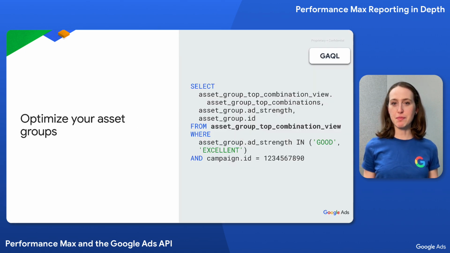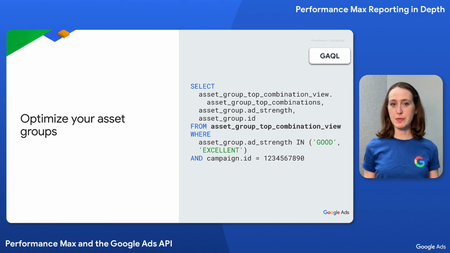You might also supplement this performance information with data from the Asset Group Top Combination view, which offers added transparency around which asset combinations in an asset group are the highest performers. This can give you an idea of what kinds of creatives, types of assets, or sizes you might want to add more of to gain incremental performance.